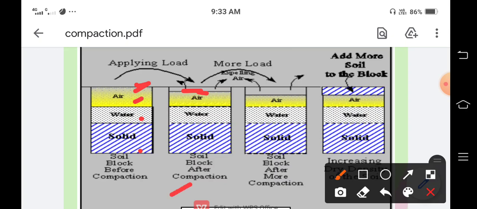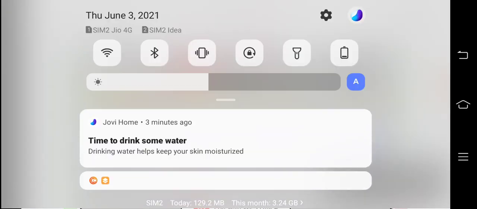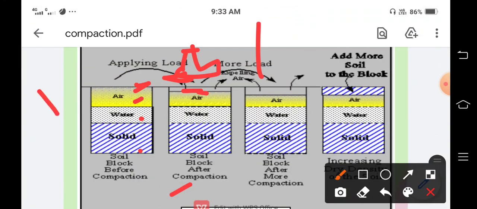But if you apply more load, that is, we are giving more compaction. Here we are applying the compaction, this load, by stamping or ramming. Initially we apply some load, and due to it some air is reduced, but we apply more load and further the air goes on reducing. This is the soil block after more compaction, which means it gets fully densified.